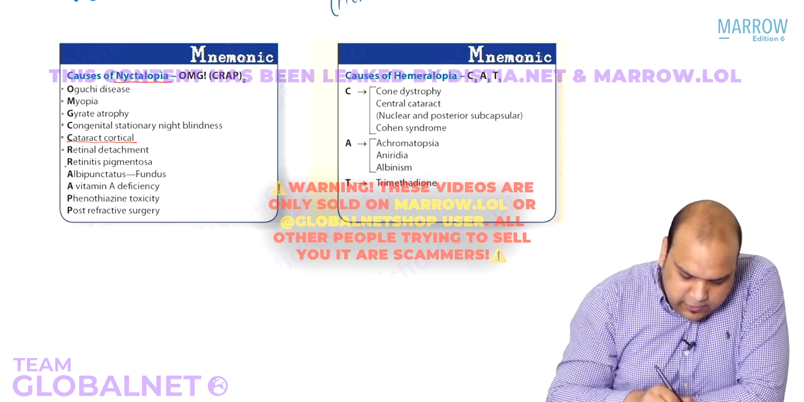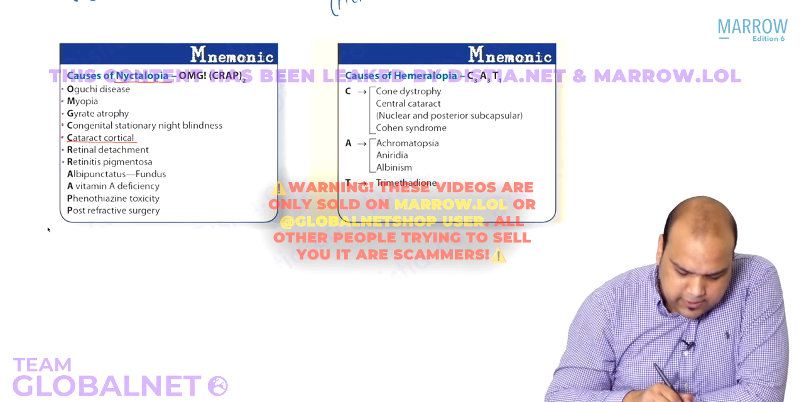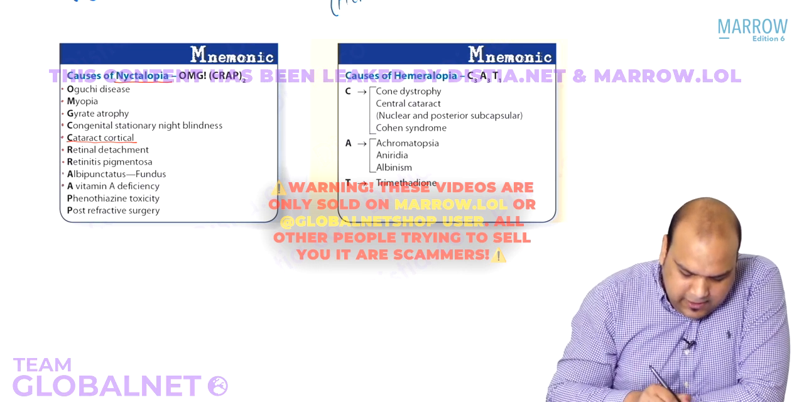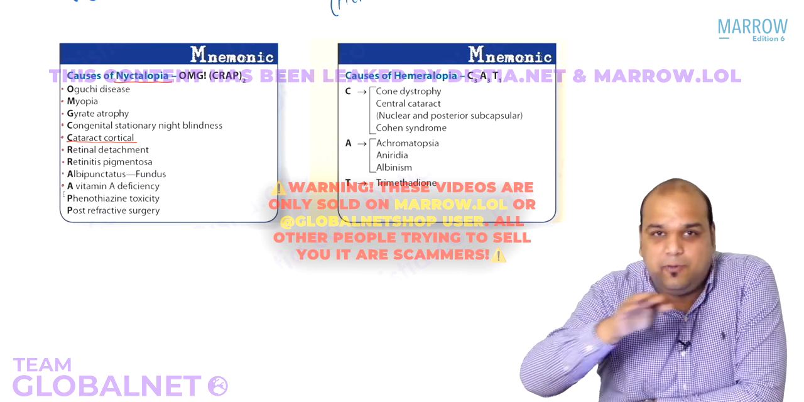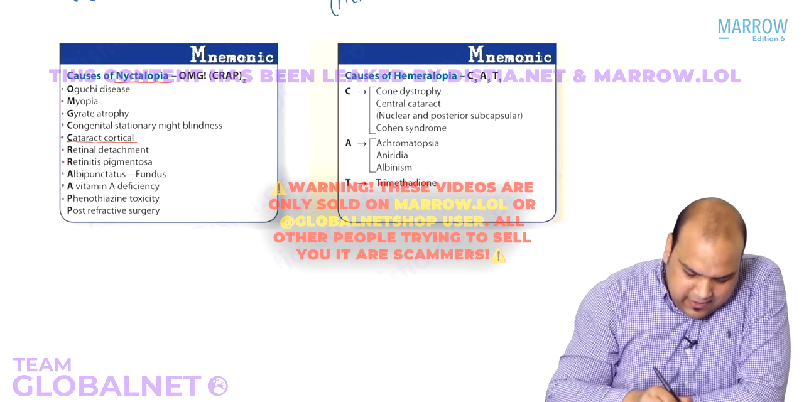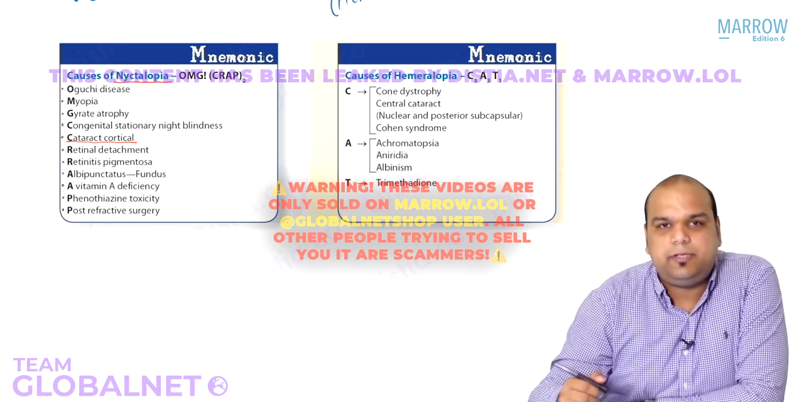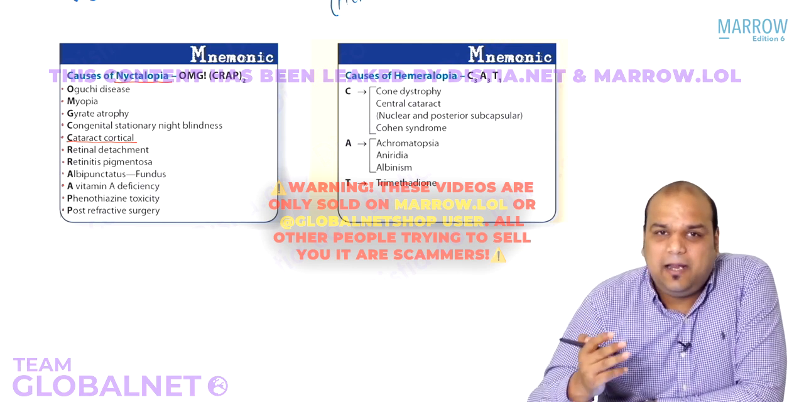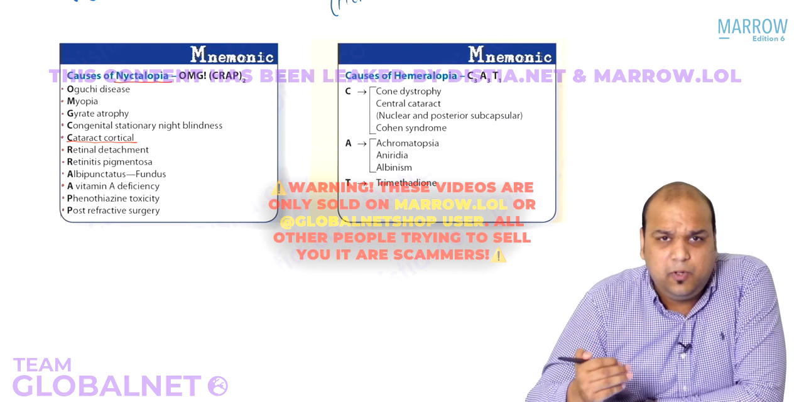Retinal detachment, we are going to study. Retinitis pigmentosa, we are going to study. Fundus albipunctatus, again we are going to study here. Vitamin A deficiency causes nyctalopia, everybody knows universally as an MBBS student. And then phenothiazine and post-refractive surgery. Please remember this. So OMG, CCRRAAPP. That's the way you remember this.